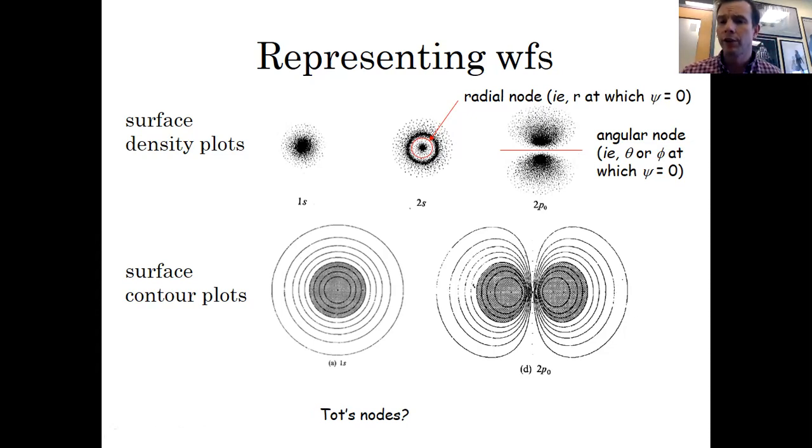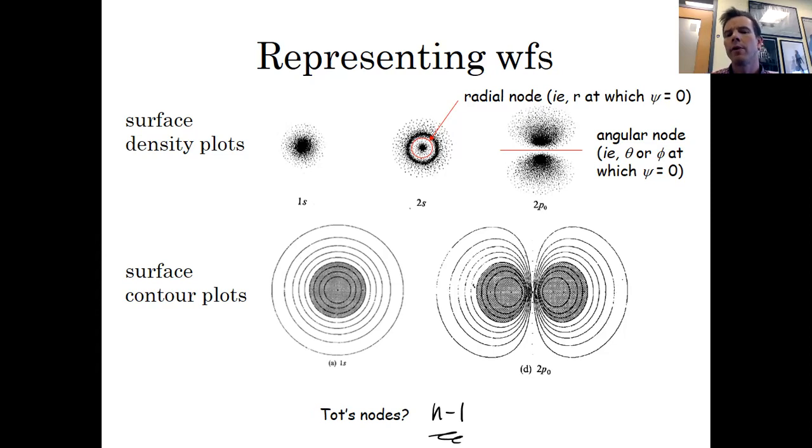Note that spherical harmonics have angular nodes, angles at which the wave function is 0, and you can see that here. Question now is, how many total nodes are there? n minus l minus 1 radial nodes. There are l angular nodes. So in terms of total nodes, the answer is n minus 1. n minus 1 total nodes.